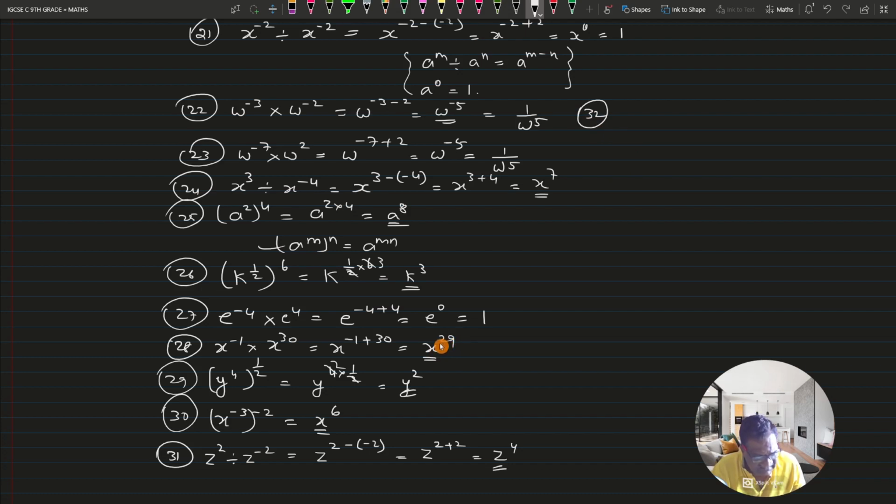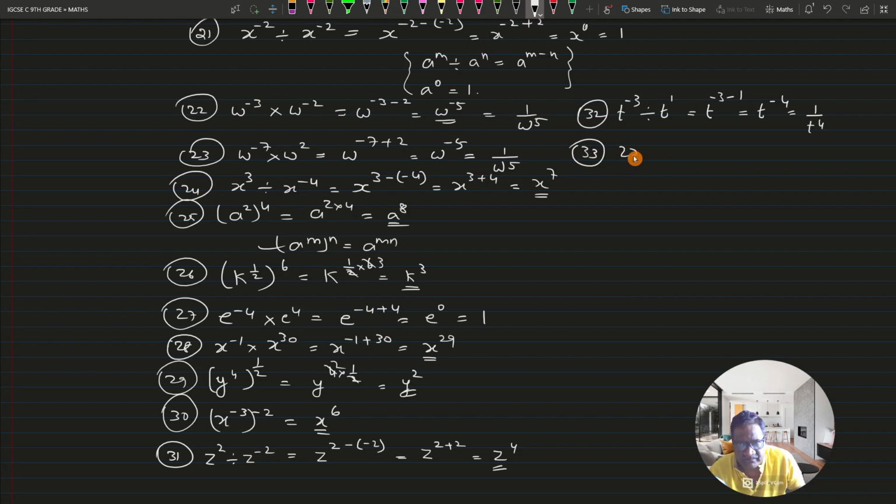32 says t raised to minus 3 divided by t. See, when there is nothing written on top of t, you can assume that to be a 1, t raised to 1. This will work out to t raised to minus 3, and since this is division, minus 1. Minus 3 minus 1 works out to t raised to minus 4. If you don't want a negative index, you can write this as 1 upon t raised to 4. Okay. 33.